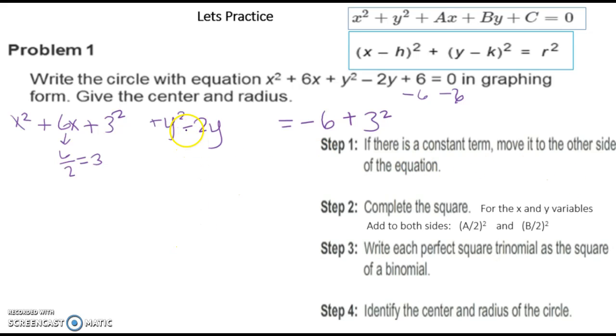Now, with the y's, the coefficient of y is negative 2. So we're going to do negative 2 divided by 2. That gives us negative 1. So we square that. And we're going to add that to both sides. So now, all we're going to do is factor. The nice thing here, guys, is you really don't have to do any work. These perfect square trinomials, once you have set it up, it factors the same every time.